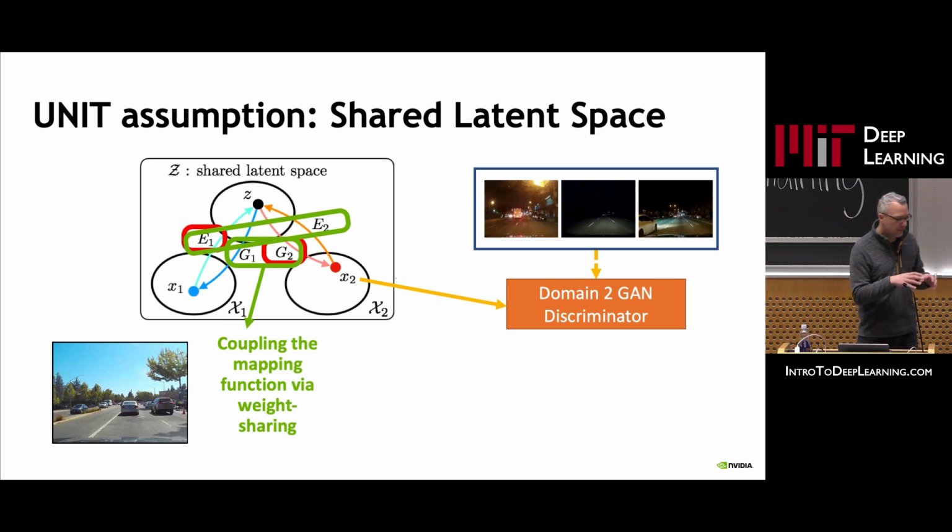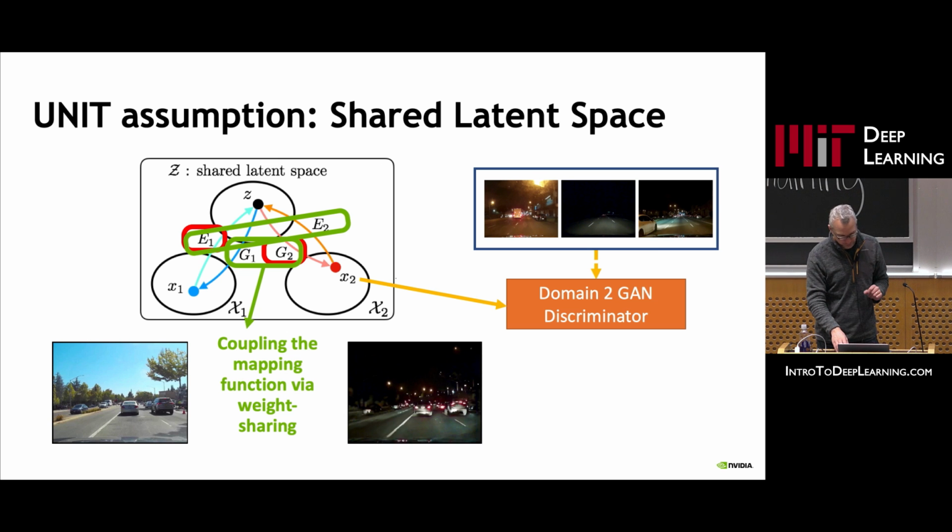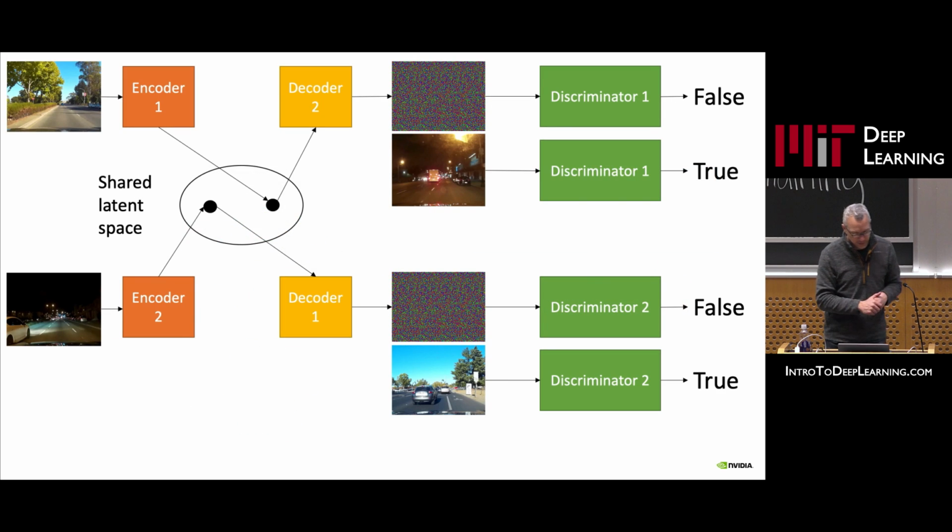So the encoder encodes an image to the latent space, and the generator takes it from the latent space and creates an image from it. And the layers that are near the latent space, we make them the same for all encoders and generators. And that in itself is sufficient to make sure that there is some similarity between the input and the output. So now I have the shared latent space, and I can go between the different domains.